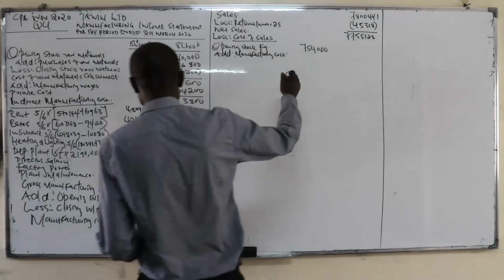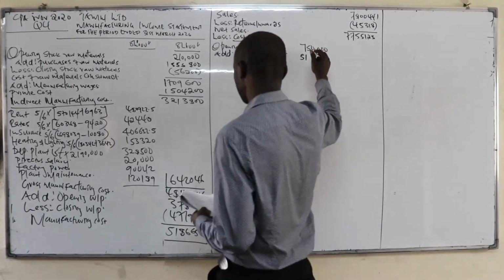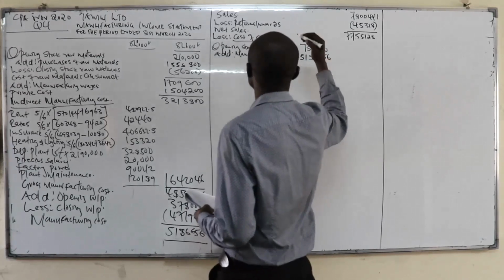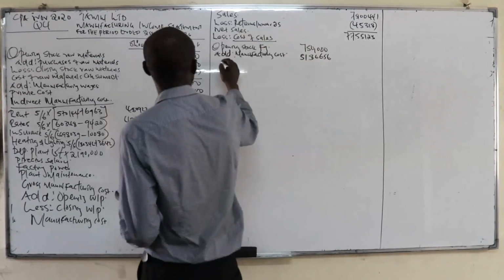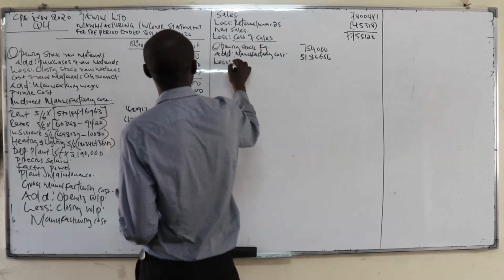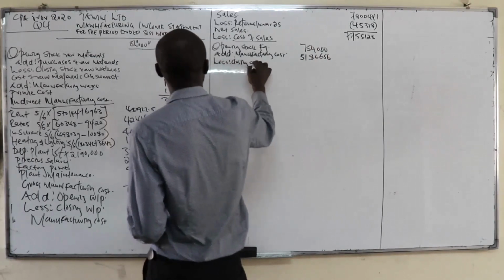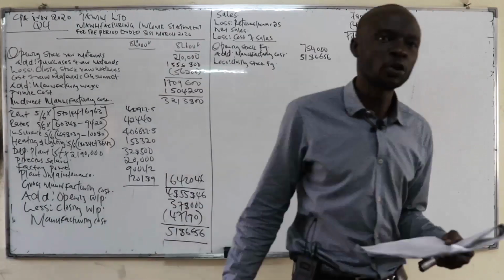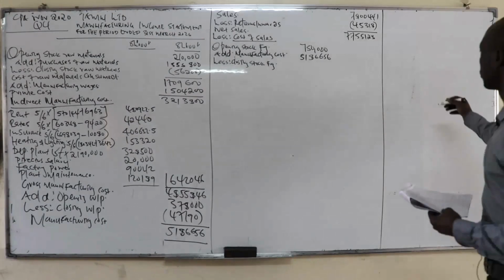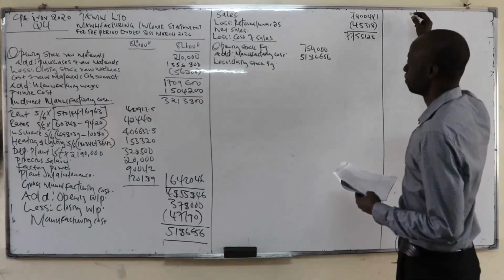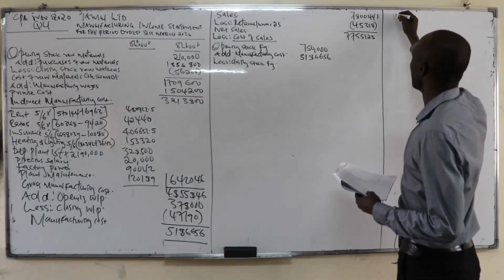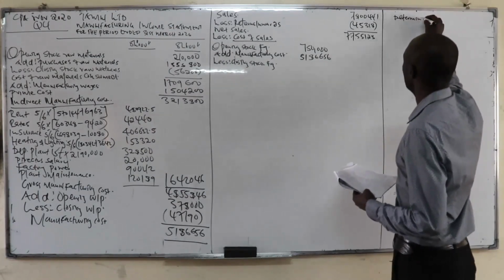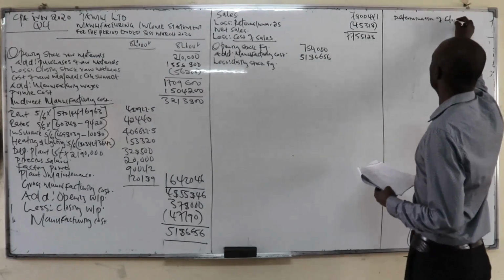So here we're going to use the manufacturing cost, which is 51,86,5,656. And then we less closing stock finished goods. That one we're going to determine. So determination of closing stock, finished goods.